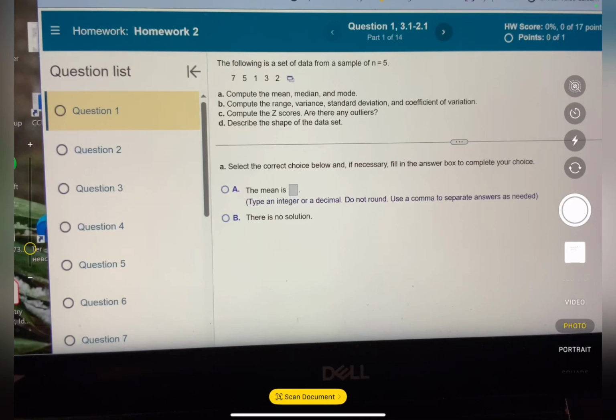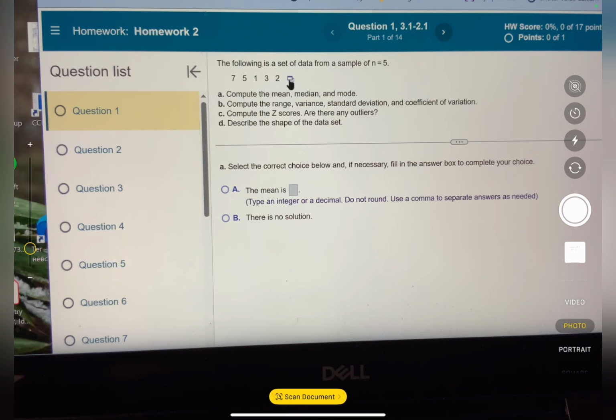Okay, let's do homework 2, question number 1. The following is a set of data from a sample of n equals 5. We need to compute mean, median, mode, and then range, variance, standard deviation, and so on. So let's do it.